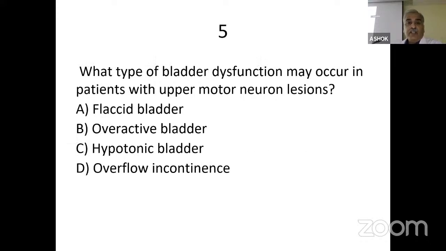What type of bladder dysfunction may occur in patients with upper motor neuron lesion? Flaccid bladder, overactive bladder, hypotonic bladder, overflow incontinence. So overactive bladder, all right? Usually if there is a suprapontine lesion, it is mainly storage symptoms. When there's a spinal lesion, infrapontine and suprasacral, it is a mixture of voiding and storage symptoms. And if it is sacral or infrasacral, then it is mainly voiding symptoms, right? So this has to be understood.